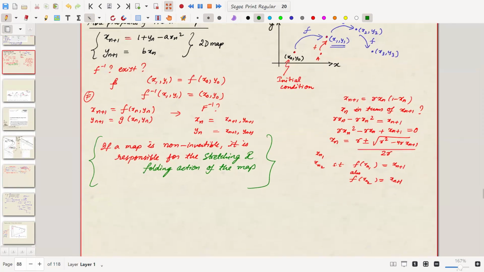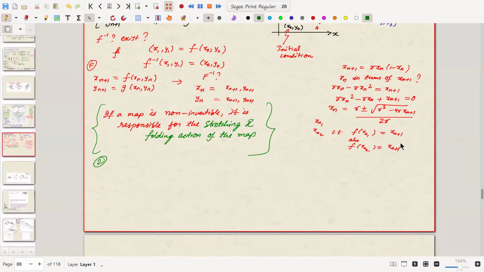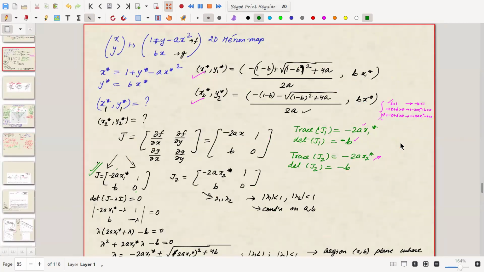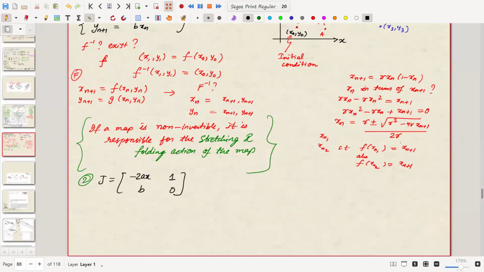Do you have in your notes the Jacobian matrix of the Henon map? This is the Jacobian, isn't it? Minus 2ax, 1, b, 0. Let us consider this a bit more. So this is the Jacobian matrix. Now, can you compute the determinant of this Jacobian?